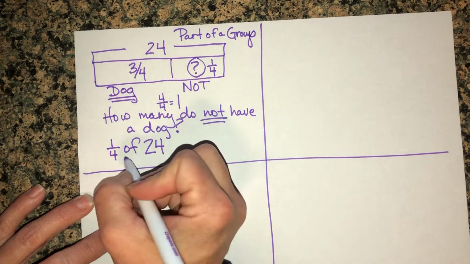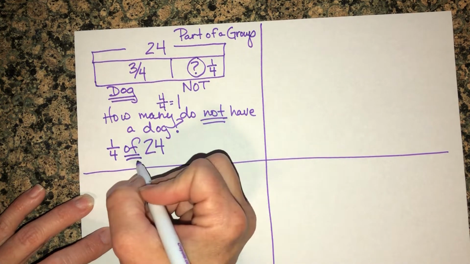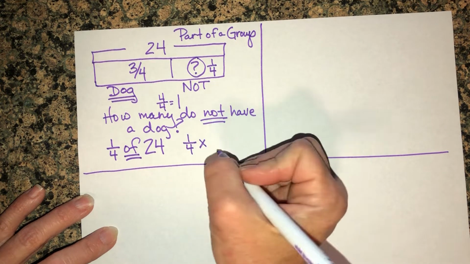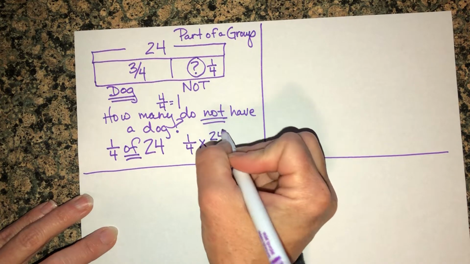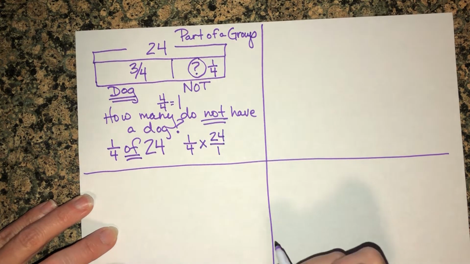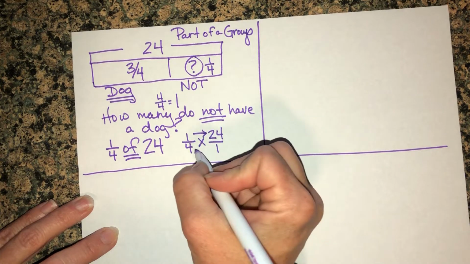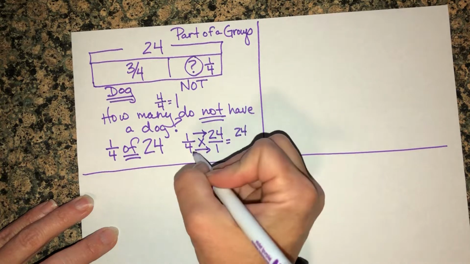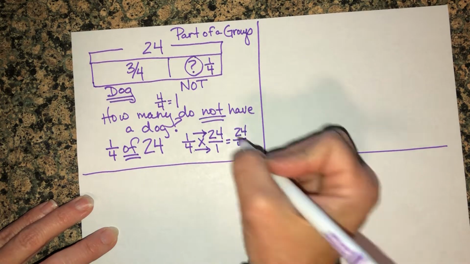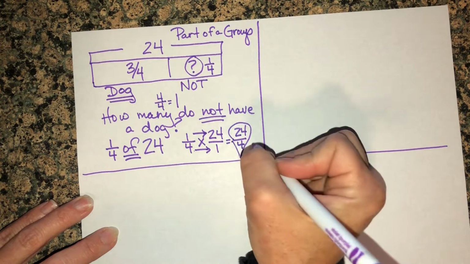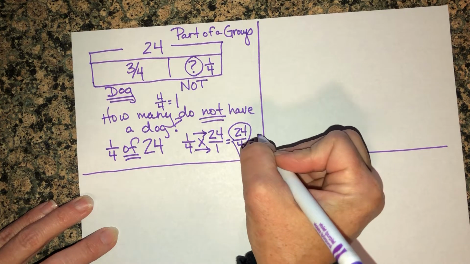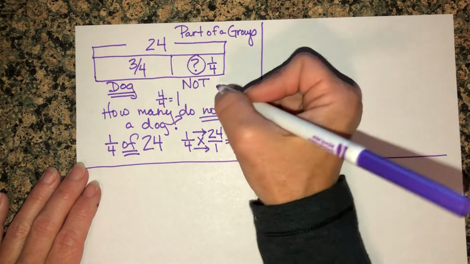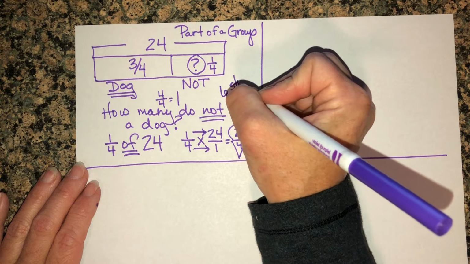So if you're trying to figure out 1/4 of 24, remember I said 1/4 of 24 is the same as 1/4 times 24. We can set it up like this, put his fraction pants on, and then it's just simple multiplication and division. 1 times 24 is 24. 4 times 1 is 4. Then we go out for some ice cream and divide. 24 divided by 4 is 6, and I'm done. So how many do not have a dog? It would be 6 students.